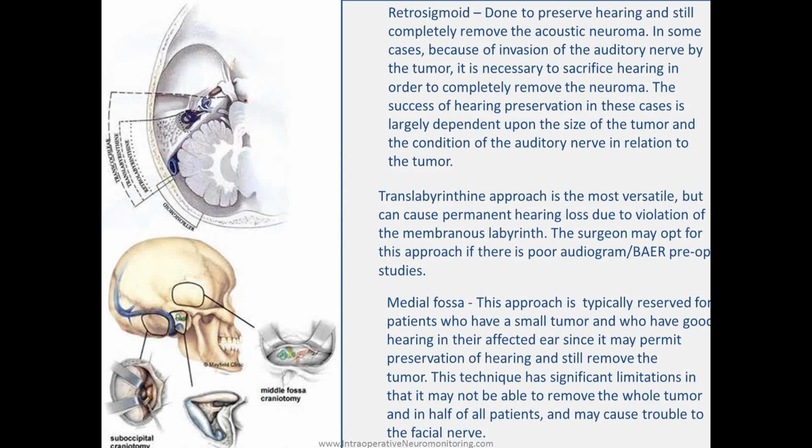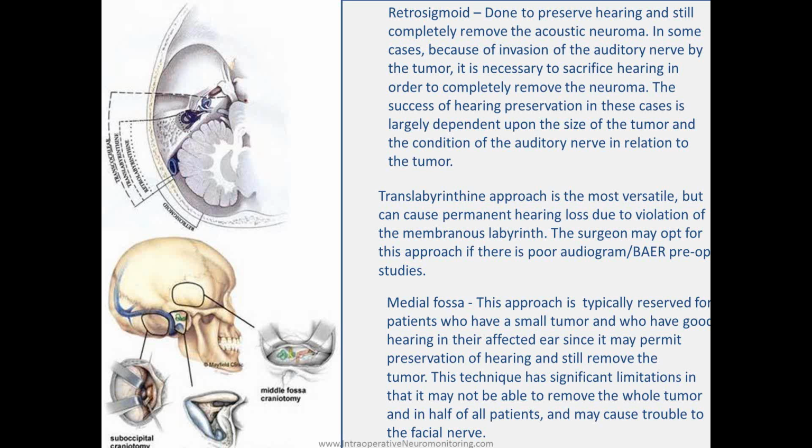Surgery types, retromastoid approach. This is done to preserve hearing and still completely remove the acoustic neuroma. In some cases, because of invasion of the auditory nerve by the tumor, it is necessary to sacrifice hearing in order to completely remove the tumor. The success of hearing preservation in these cases is largely dependent on the size of the tumor and the condition of the auditory nerve in relation to the tumor.